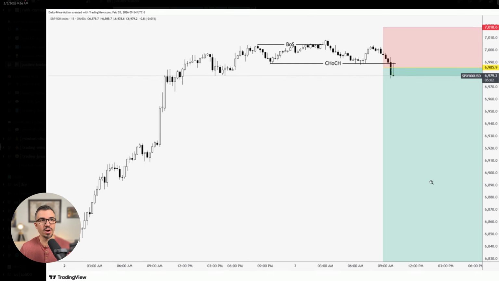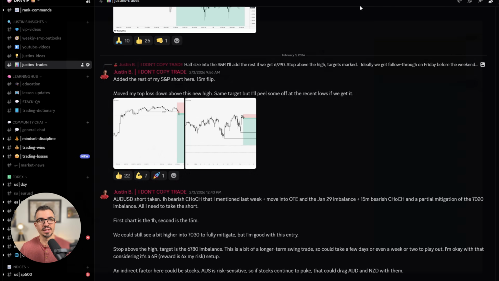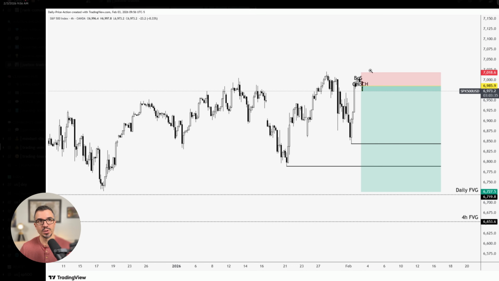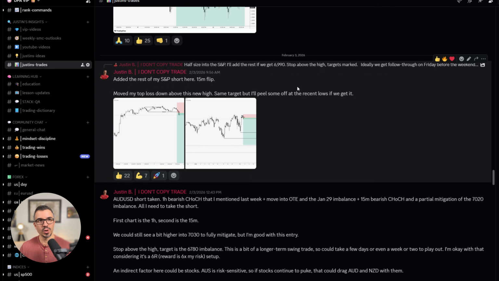I announced this in real time in our Discord group, and you can see here that this is the trade. Shared a couple of charts here with my entry, stop loss, and target. So this is the trade that we are covering today.